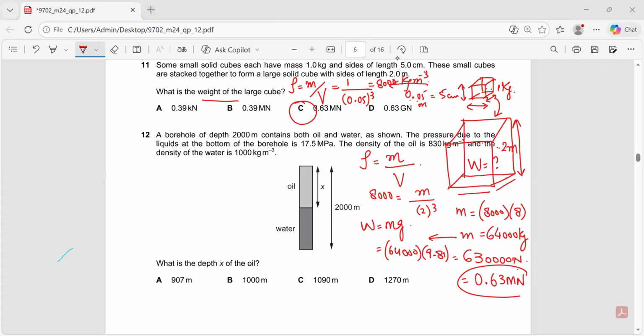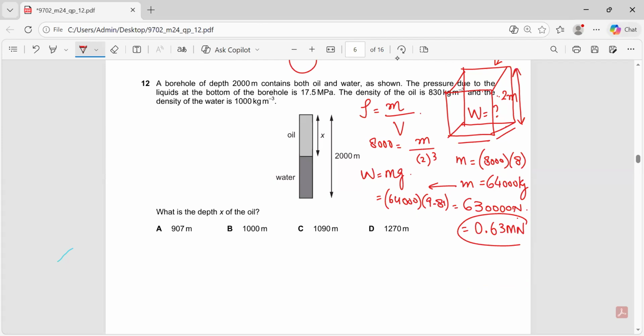Okay, now let's come up to the next question, and this question is something related to pressure and density and so on and so forth. So question says the bore hole of a depth 2000. So the total bore hole is 2000 meter. It contains oil and water. So this is having an oil and this is a water.